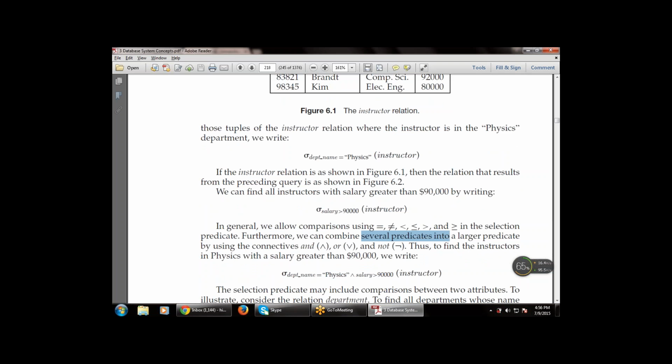Therefore, to find the instructors in physics with a salary greater than 90,000, if I want to find the instructors that have a department of physics and also a salary greater than 90,000, we combine the two conditions, two predicates, into one predicate: sigma department name equals to physics and salary greater than 90,000. So the first condition is the department name equals physics, and the salary is greater than 90,000. This finds all those instructors that have a salary greater than 90,000 and a department name equal to physics.